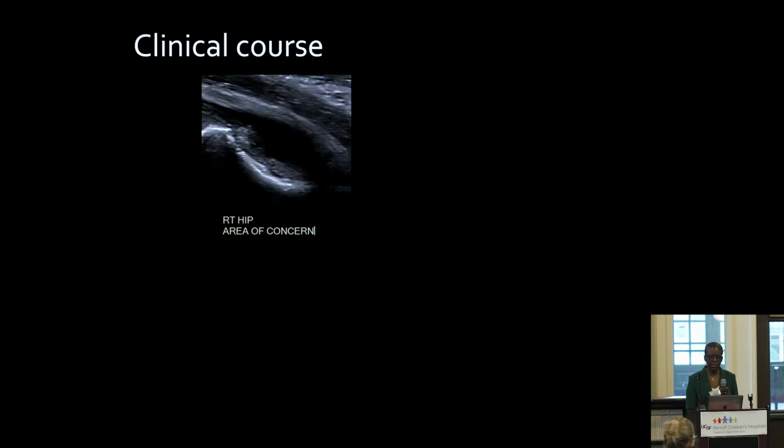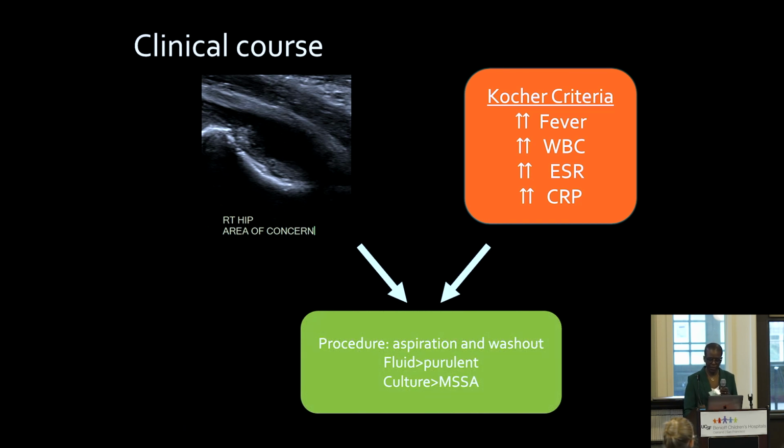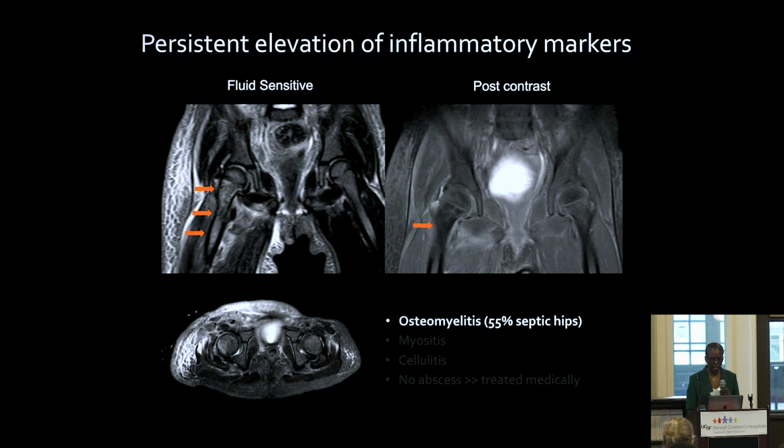So for this child, her clinical course: she had elevated fever, elevated white count, elevated sed rate, elevated CRP. So she bought herself a trip to the OR. And what was found, so she underwent an aspiration and washout procedure. The fluid was purulent and the culture was methicillin sensitive Staph aureus. Because she had persistent elevation of inflammatory markers, she then went to MRI.